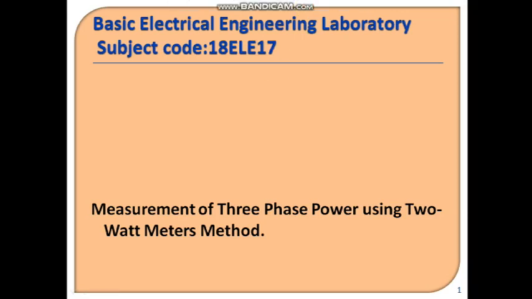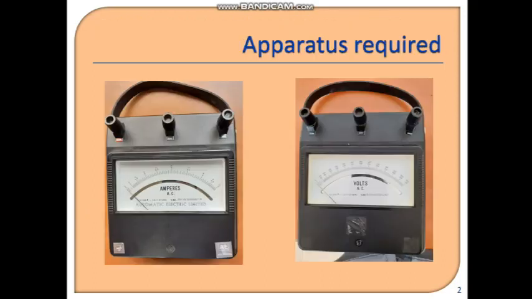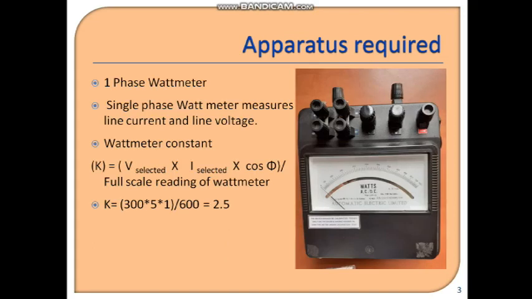In this session, we'll discuss the measurement of three-phase power using the 2 wattmeter method. The aim of the experiment is to measure the three-phase power by using two single-phase wattmeters. Apparatus required for this experiment: an AC ammeter, an AC voltmeter, a single phase AC wattmeter.